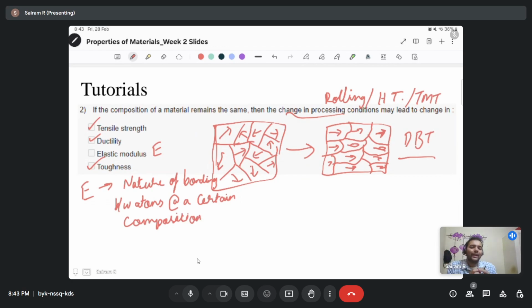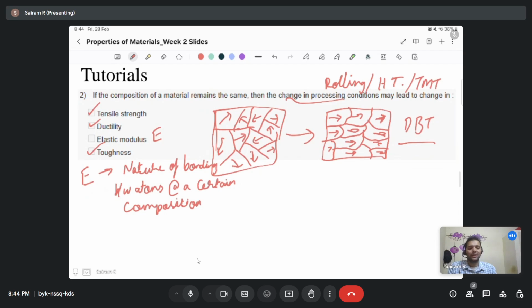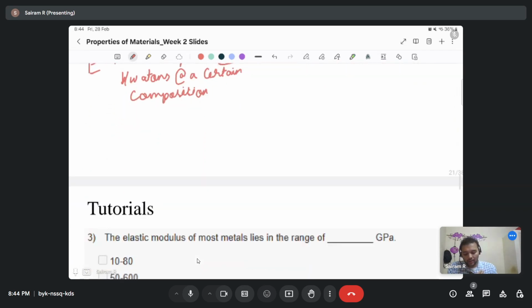Okay. Most of these processing conditions are not going to affect the composition of the material at all, unless there is a heat treatment or a processing condition where there's going to be segregation of atoms, because of which there's going to be a change in the nature of bonding and the overall composition of the material. The Young's modulus of those materials is going to remain the same irrespective of the processing conditions. Okay, moving on to the third question.